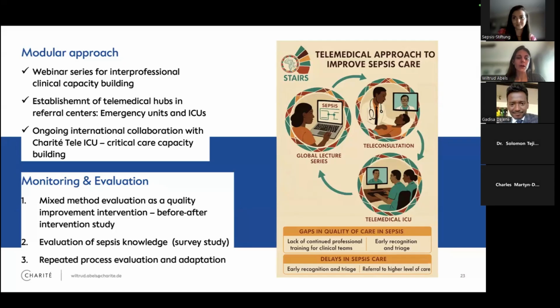We are also going to evaluate levels of sepsis knowledge in a more broader way. This is going to be a survey study. And last but not least, during the whole process, we are going to look at the implementation, and we're going to get together in the core teams again and again and do repeated process evaluation meetings in order to see whether or not adaptation is needed in one or another module of the approach.